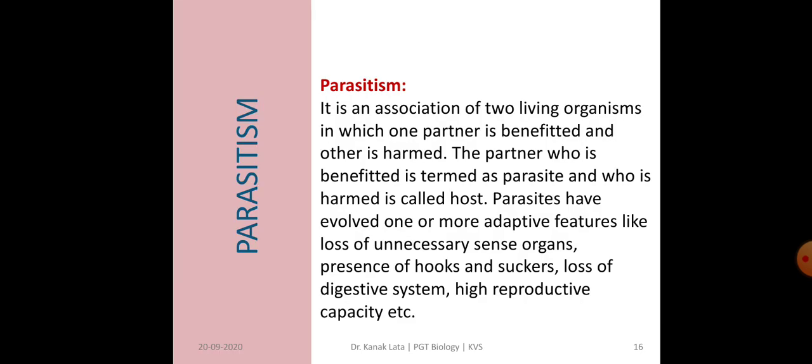Now the next population interaction is parasitism. It is an association of two living organisms in which one partner is benefited and the other is harmed. The partner who is benefited is called parasite and the partner who is harmed is called host. Thus there is a relationship between host and parasite. Parasites have evolved and they have many adaptive features like loss of unnecessary sense organs, presence of hooks and suckers, loss of digestive system, high reproductive capacity.